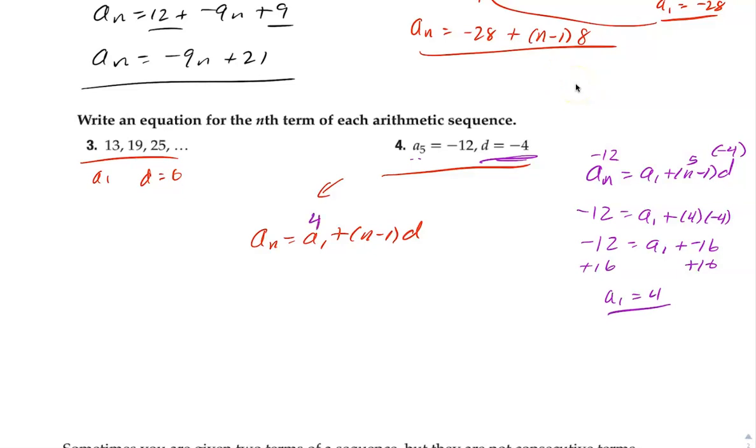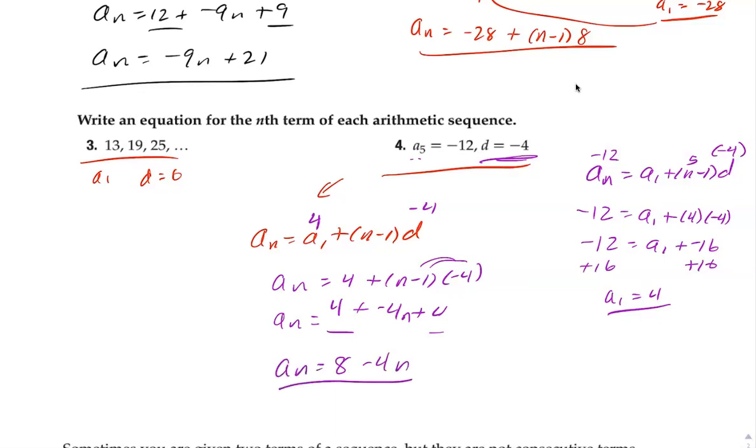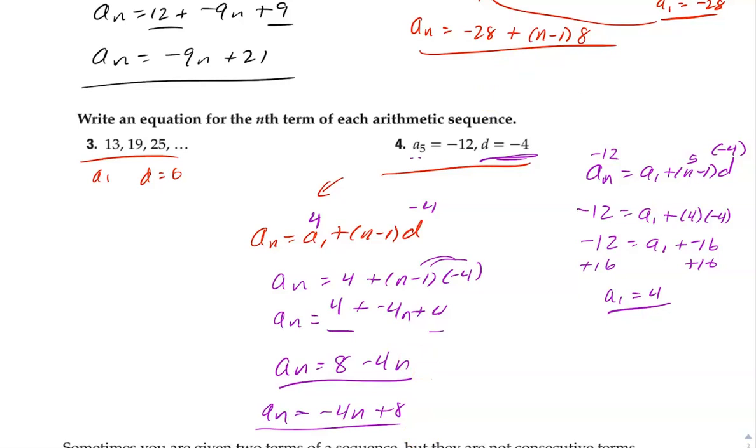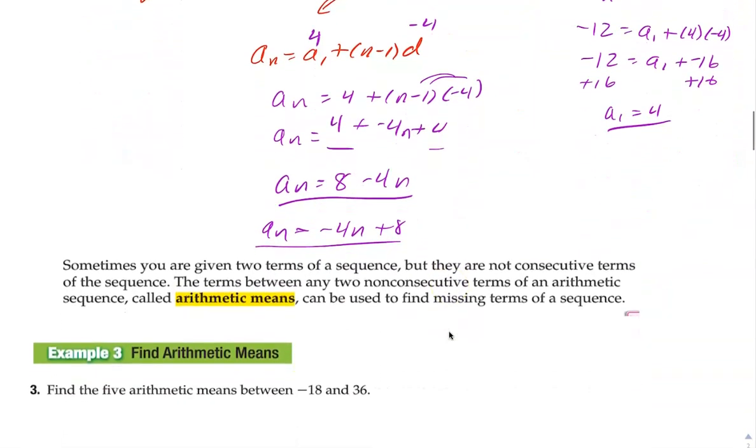Plug in my A1, plug in my common difference, and there I go. This one I will simplify all the way just because it's a little easier. Negative 4 plus 4n. Then we add up like terms. So 8 minus 4n. Or if you prefer, negative 4n plus 8. It's actually exactly like the slope of a line equation. Right, where here's the slope, here's the y-intercept, it's just a linear equation. Anyway, let's move on. So we're done with that concept.